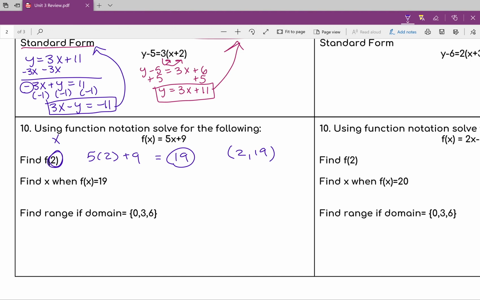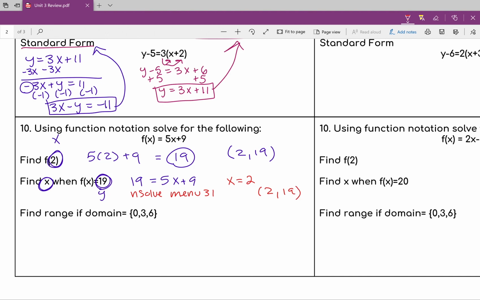Okay. Same thing here. It says find x when f of x is 19, so this is my y value. Remember, f of x means y. So this is like saying 19 equals 5x plus 9. We need to get x by itself. You can get x by itself using nSolve, menu 3-1, or just solving to get x by itself by hand. Either way, you're going to get x is equal to 2. So we get the point (2, 19).